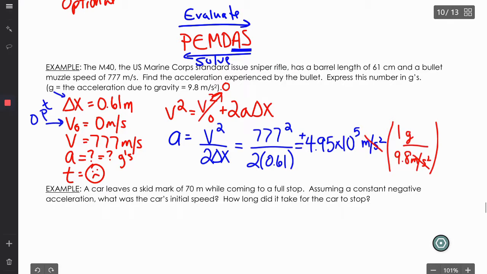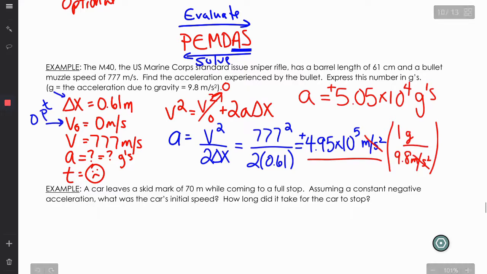And so your final answer ends up being 5.05 times 10 to the 4th g. Right, so that's the acceleration in terms of g's. So these are your two answers: 4.95 times 10 to the 5th meters per second squared, and then 5.05 times 10 to the 4th g's.